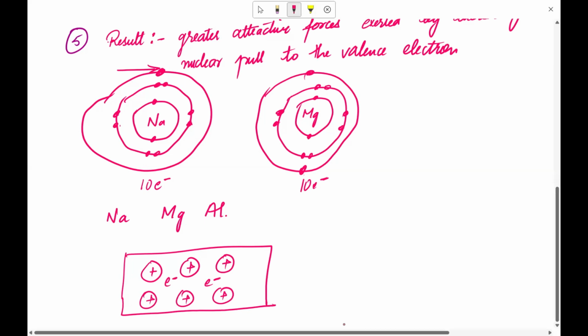So if we want to find the atomic radius, we would find the distance between the center of this cation and another cation. So this is basically the atomic radius. Is that clear? Yes. Okay.